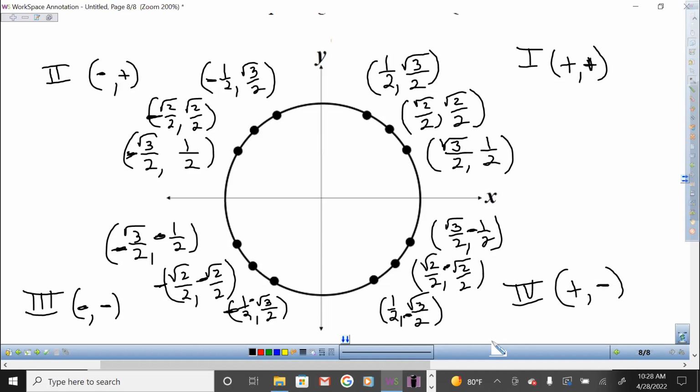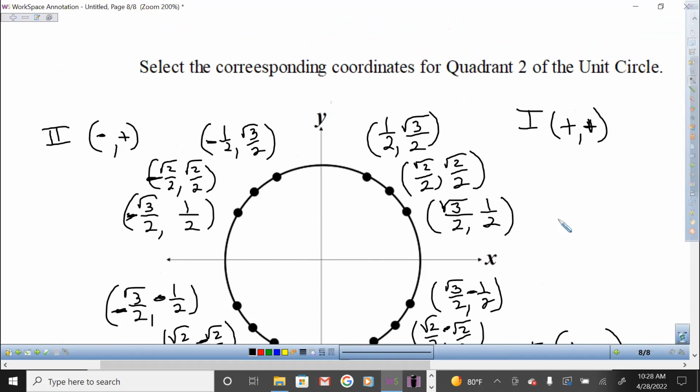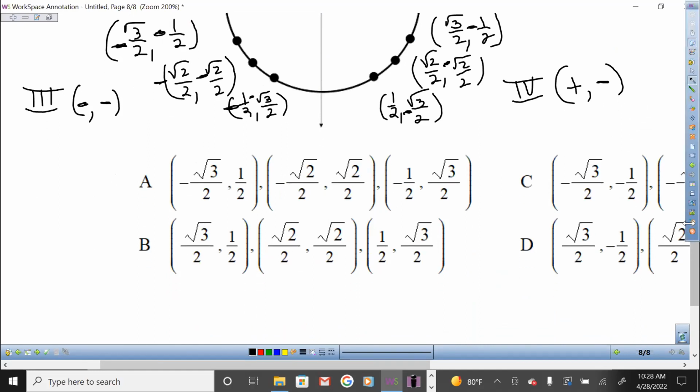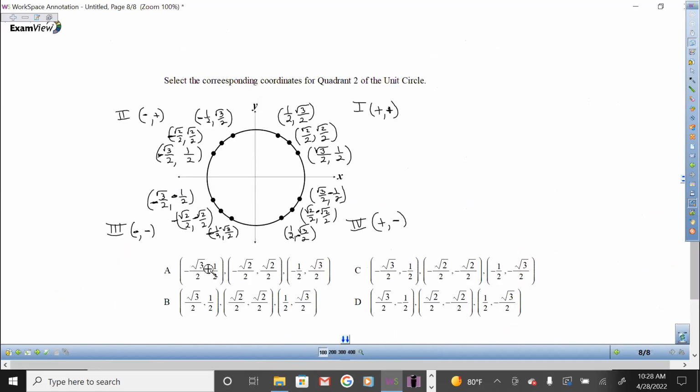So now that we have it all labeled, let's look at the question that they're asking on this one. They're asking, select the corresponding coordinates for quadrant 2. Now, I want you to pay attention to the given possible answers. Tell your neighbor the only thing that changes from one to the other. What's the only thing that changes? Everyone, what changes? The sign. So if you know the sign, which one goes with which, then you should know the answer, yes?